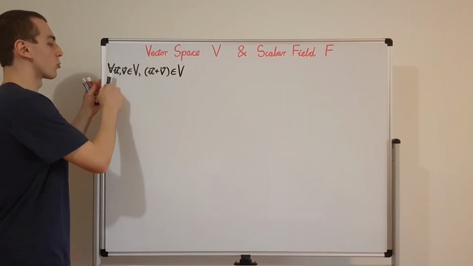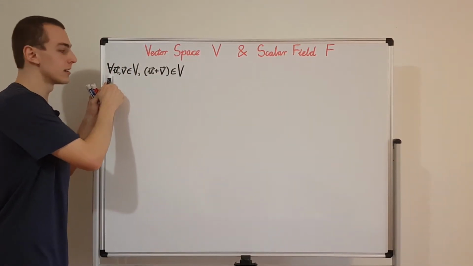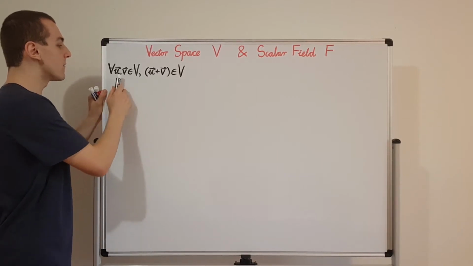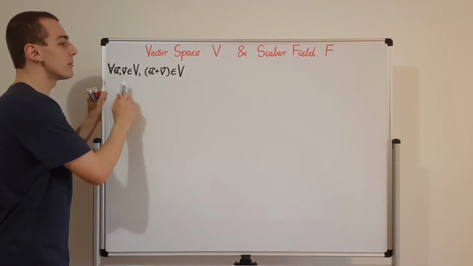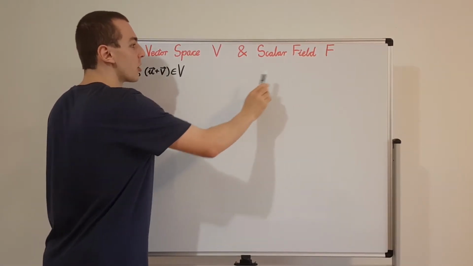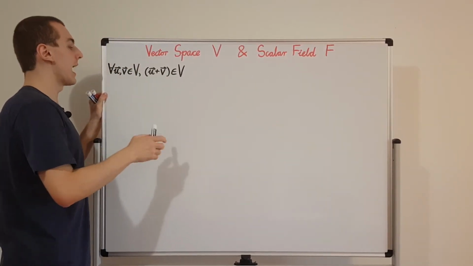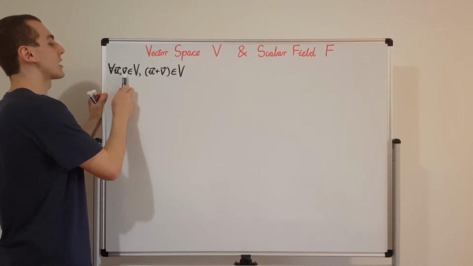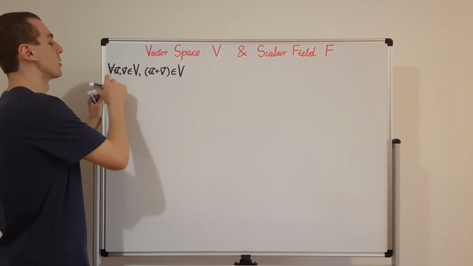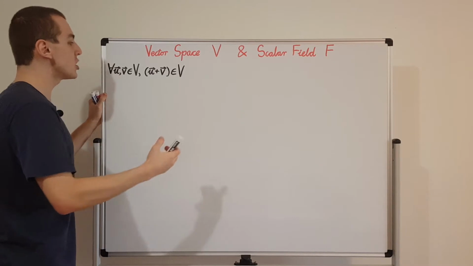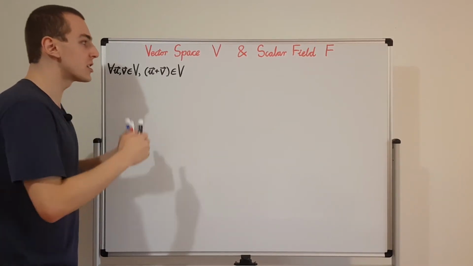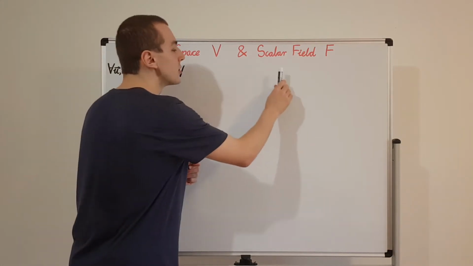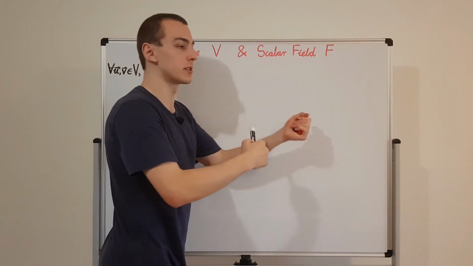I'm using the for all symbol here. That's the upside down A. That means for all. And for all of the vectors, I'm putting an arrow on top. Now that's just to distinguish them from the scalars. So the scalars are not going to have arrows on the top, and the vectors will always have a vector arrow on the top. That's just a neat notation that's going to help us distinguish which elements we're talking about. So vectors are elements of the vector space, scalars are elements of the scalar field.